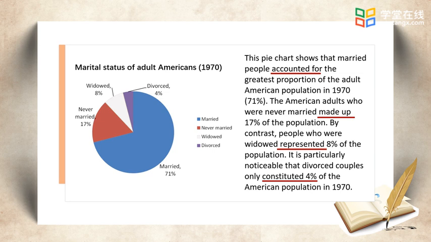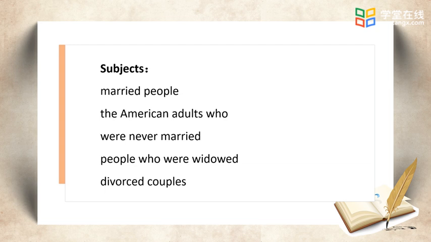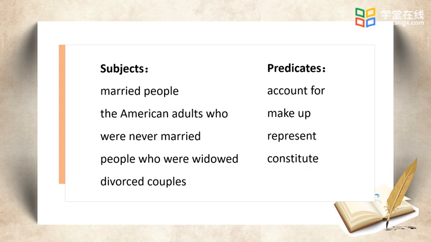Let's have a summary. In those sentences or clauses, the subjects are the categories. For example, married people, the American adults who were never married, people who were widowed, and divorced couples. Account for, make up, represent, and constitute are predicates, followed by their percentage respectively. There are other ways for describing percentages.